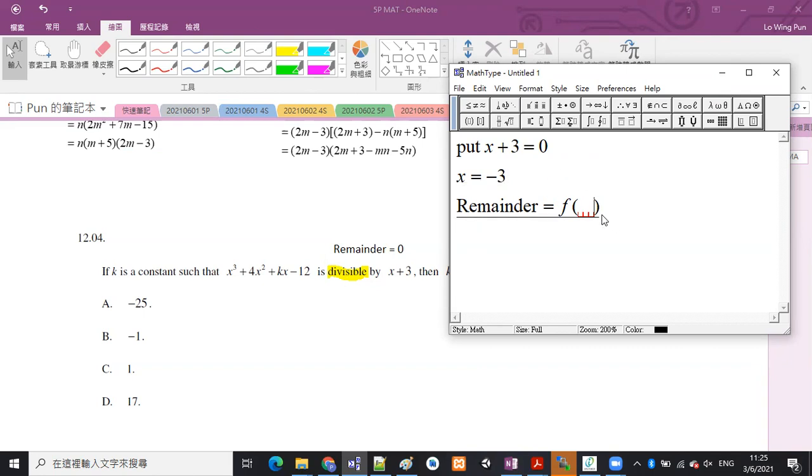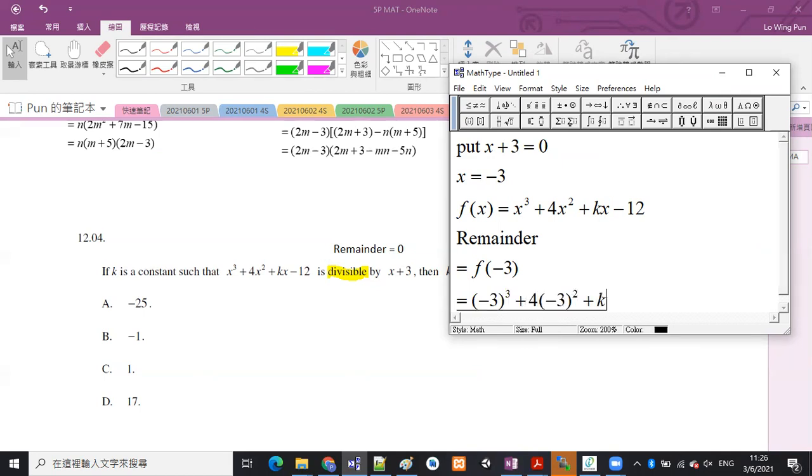So the remainder should be equal to f(-3), okay? But what is f(x)? f(x) is this expression. So if f(x) is this one, then f(-3). So let me write this down first. f(x) is x cubed plus 4x squared plus kx minus 12. Then f(-3) should be (-3) to the power of 3 plus 4 times (-3) squared plus k times (-3) minus 12.